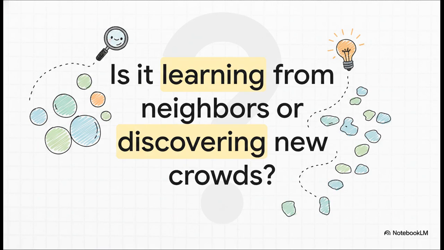So, the next time you get one of those eerily accurate product recommendations, or you see a marketing report that talks about different customer segments, you'll have a pretty good idea of the simple, powerful logic that might be running under the hood. You can ask yourself, is the machine learning from its neighbors? Or is it off discovering brand new crowds all on its own?